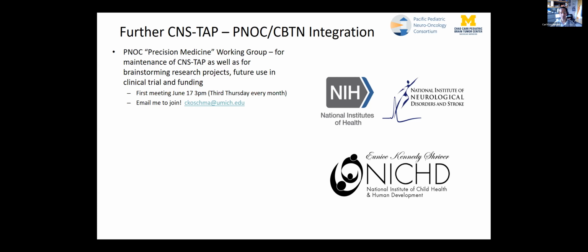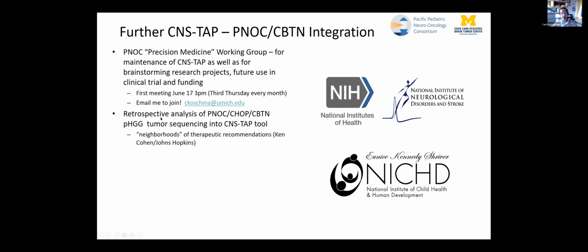So we're doing our best, and we had a really exciting first call with Adam and folks at CBTN, and we're going to now make this a monthly call to build in precision medicine optimization and integration of this tool. So the first meeting is June 17th at 3 p.m. Eastern, and it's going to be the third Thursday of every month. If you are interested in joining, email me. We want to bring in more people, pharmacists, researchers, oncologists, data scientists, anybody who thinks that they might be interested in integrating this.